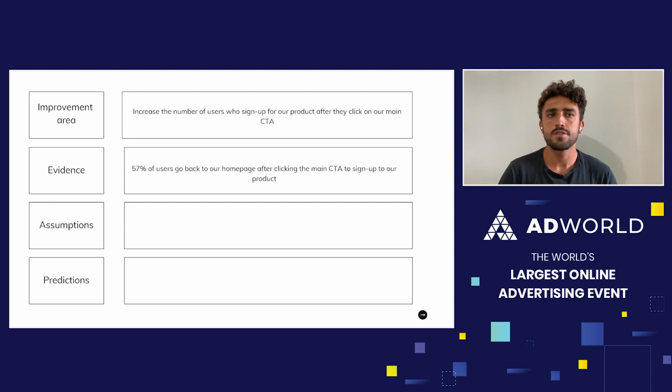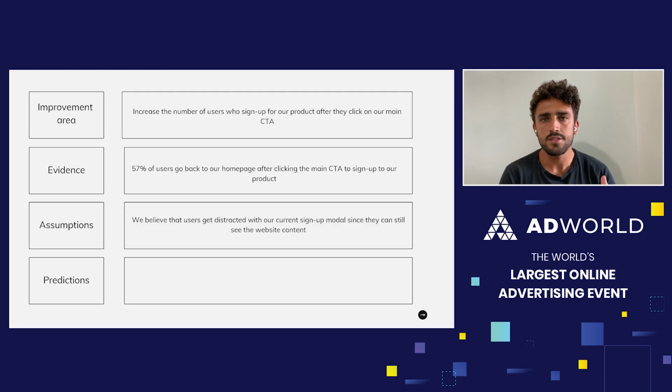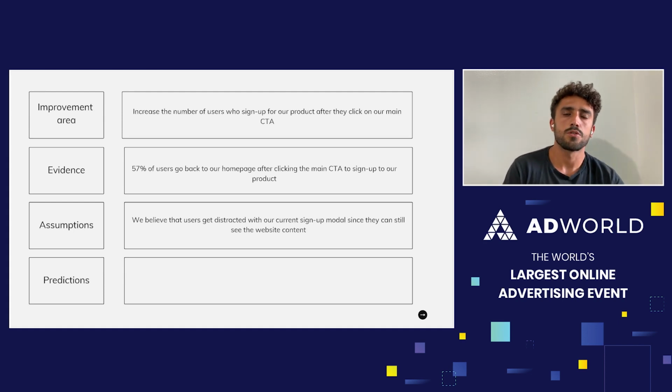After we collect this evidence, we want to create our assumptions. These assumptions are basically what we believe to be true, that can help us improve what we identified. In this case, we believe that users get distracted by our current sign-up modal, since they can still see the website behind it after they click the sign-up button. So what we're saying is that we believe there's some distraction in our sign-up modal that is preventing people from signing up to our product.